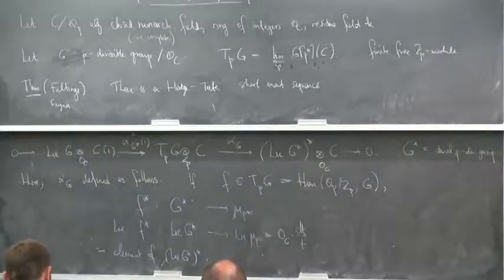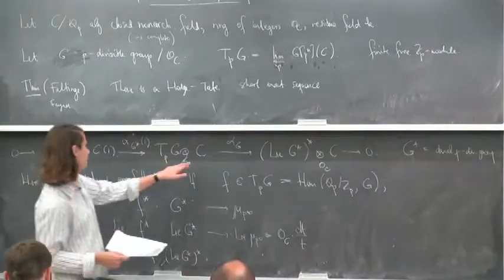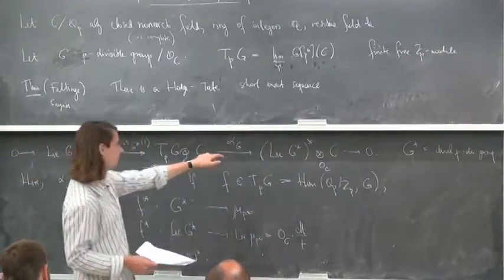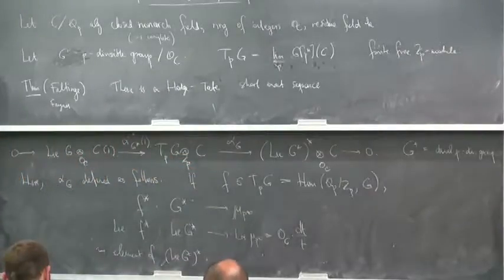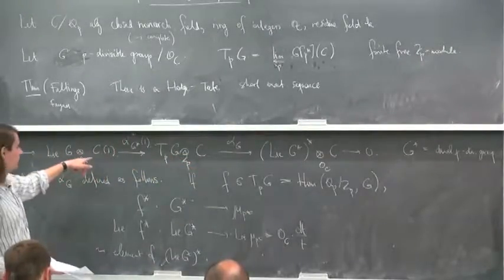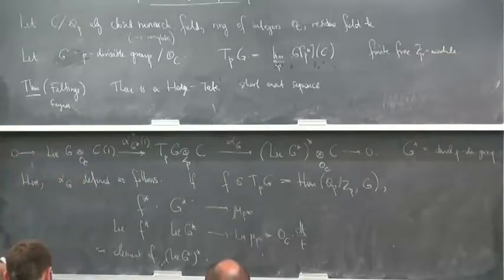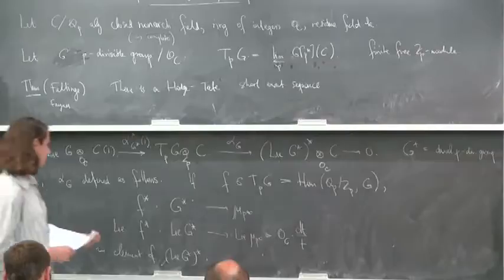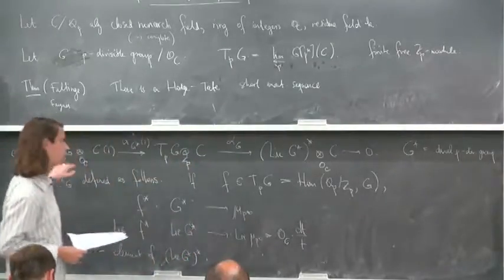So actually, this map here would be defined without inverting p, but the sequence would not be exact then. But you can bound the p-torsion that appears in the cohomology. It's very small. It's killed by something like a (p-1)-th root of p. But we will only need this kind of rational statement.